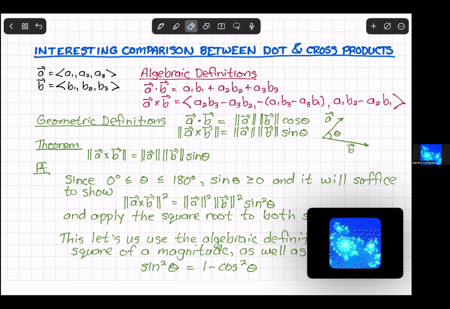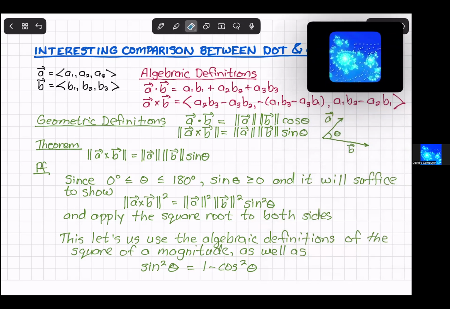That involves a long organization of multiplications. So let's prove that the mag of A cross B is mag A mag B sine theta. Notice that the angle between A and B is always between 0 and 180. We can take it that way. So the sine of theta is always positive. And if we show that the square of both sides are equal, then we can apply the square root to both sides, and we get the result that we're looking for.